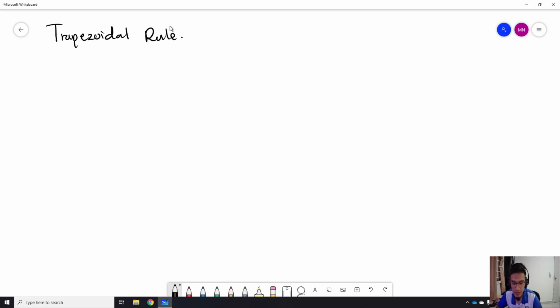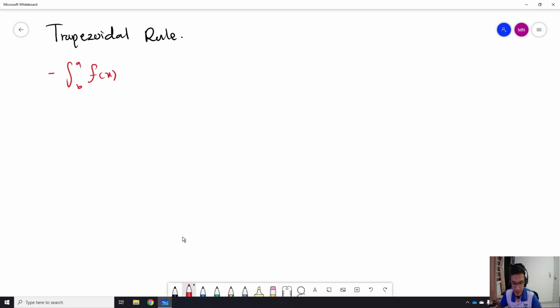Okay, what is the trapezoidal rule? The trapezoidal rule is actually just a method to calculate the area under the graph, just like we did when we integrate a function. It's the same thing, to calculate the area under the graph, but this is one of the methods that can be used without involving any integration.